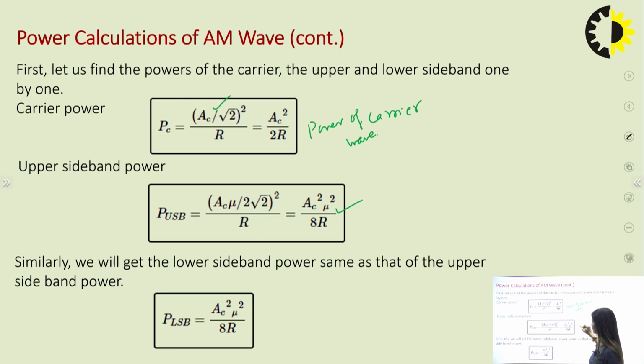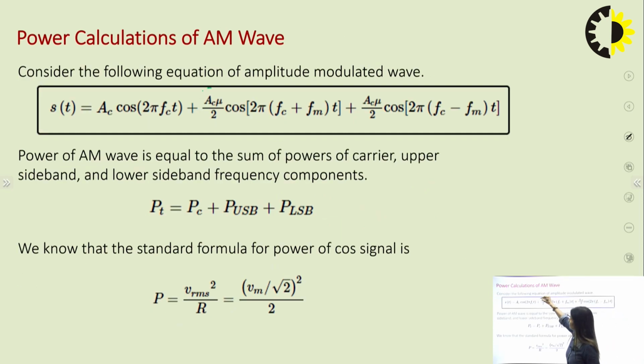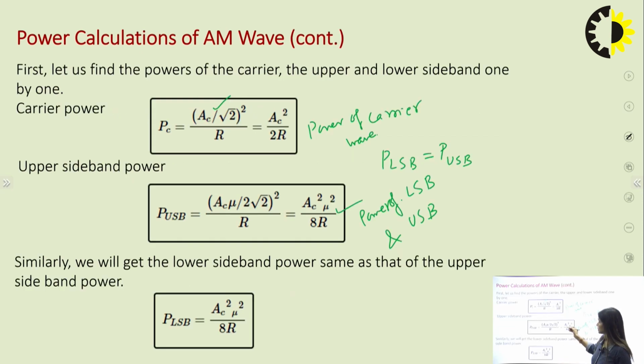This is the power of LSB, and the same is the power of USB. That means power of LSB is equal to power of USB. Why? Because both have the same amplitude, Ac mu by 2. So the powers will be the same because everything is dependent on the amplitude of the wave. So power of LSB is Ac square mu square upon 8R.